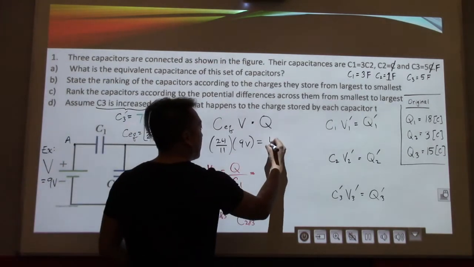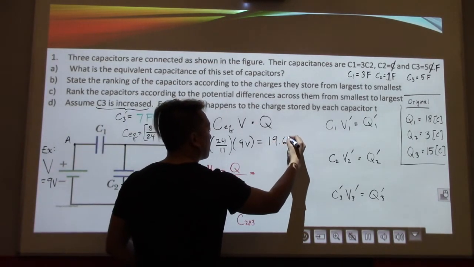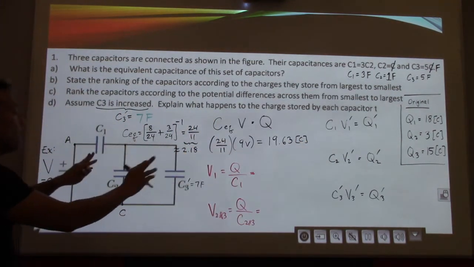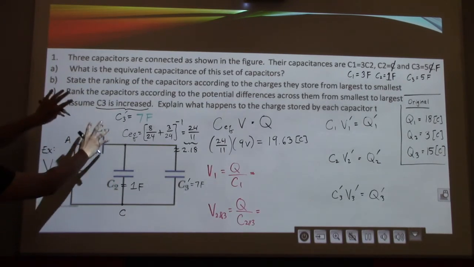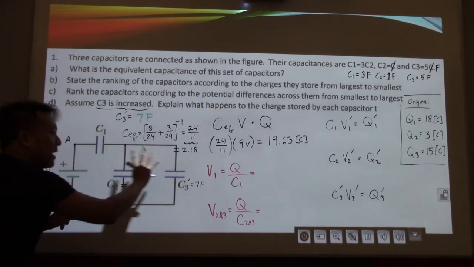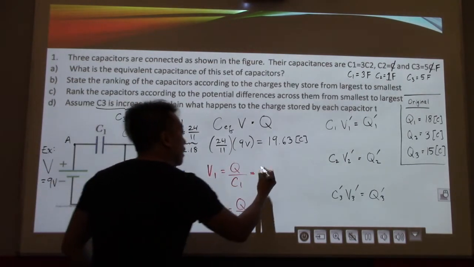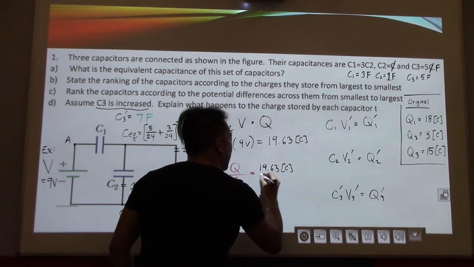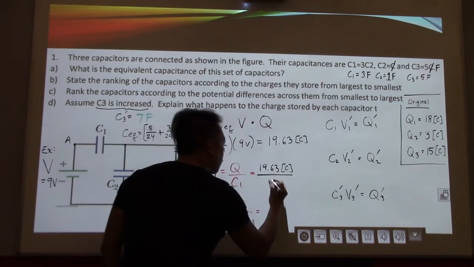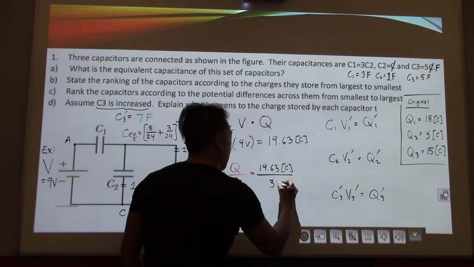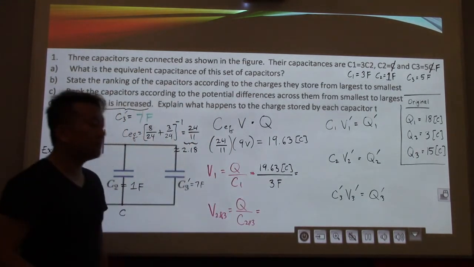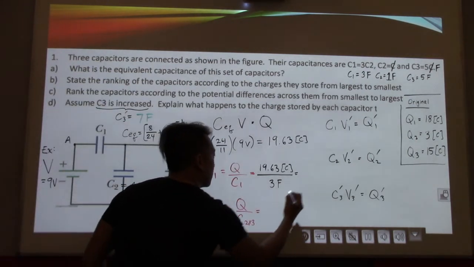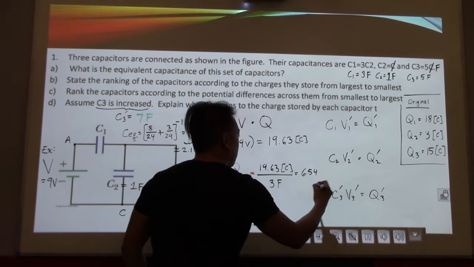19.63 coulombs. Okay, so now we have that. We know that the charge stored on this capacitor and the charge stored on this combined capacitor will be 19.63. So if I take 19.63 coulombs divided by the capacitance of capacitor 1, which is 3 farads, what's that voltage going to be? This divided by this. 6.54. Thank you. Volts.